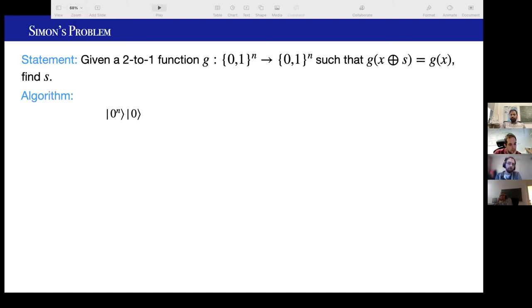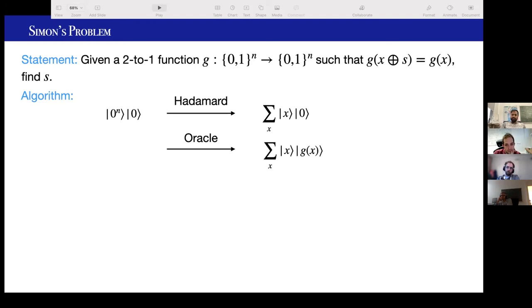So there is still polynomial many. And you apply Hadamard on the first n qubits, and you will get the superposition over all strings. Then you call the oracle on the first register, and that will implement the function g(x) on it. Then you measure the second register here, and you will get some outcome y.